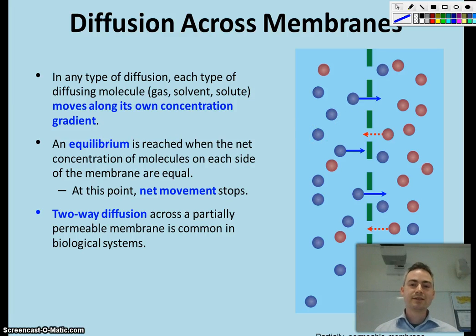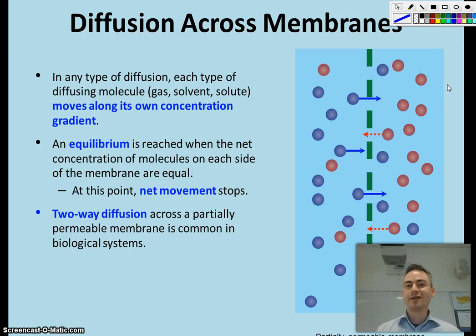Now, once the concentration on either side equals out, so once the concentration of blue circles, oxygen, on both sides of the membrane equals out, then there will be no net movement. Particles might still move from one side to the other, but the rate at which they're moving from one side to the other should be equal, and therefore the concentrations will stay the same on both sides.